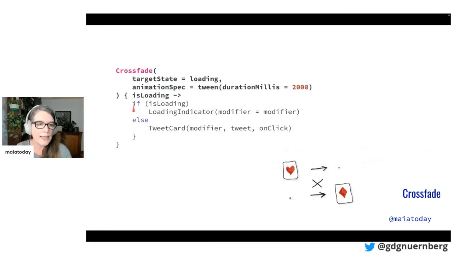In here, this if and else is what the code would have looked like if there was no animation. There's a flag coming in as a state, which says either it's loading or it's not loading. If it's loading, I show the loading indicator. If it's not loading, I show the tweet card. Now, to add a crossfade, all you need to do is use this crossfade composable that I showed you from the APIs, and you literally just wrap your normal code with it.